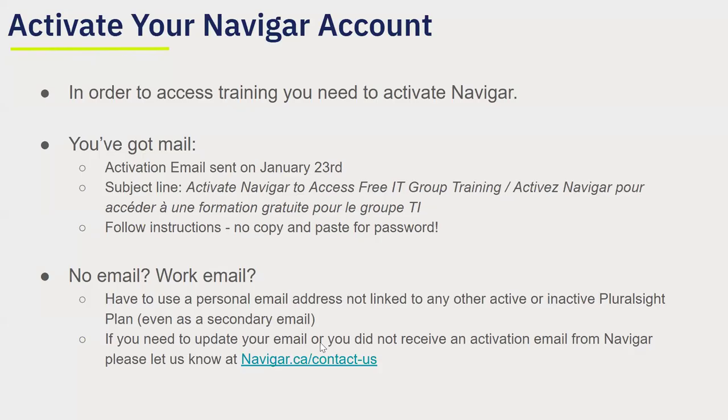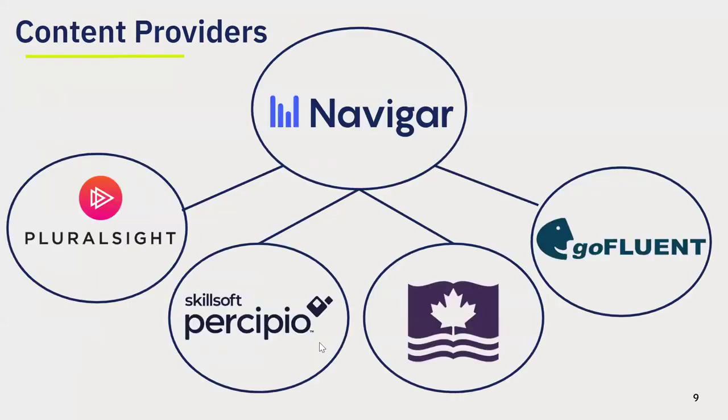Activation emails are going out daily, so you'll have an activation email within 24 hours, 36 hours. Anyway, really soon. Once you're in Navigar, you've got access to our training partners. GoFluent is language training. They do have English and French, but they also have 14 or 16 other languages if you're interested. You probably recognize the logo of the Canada School of Public Service.